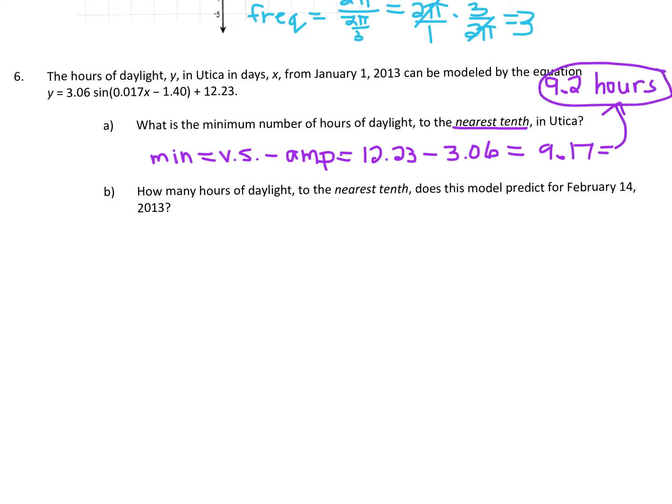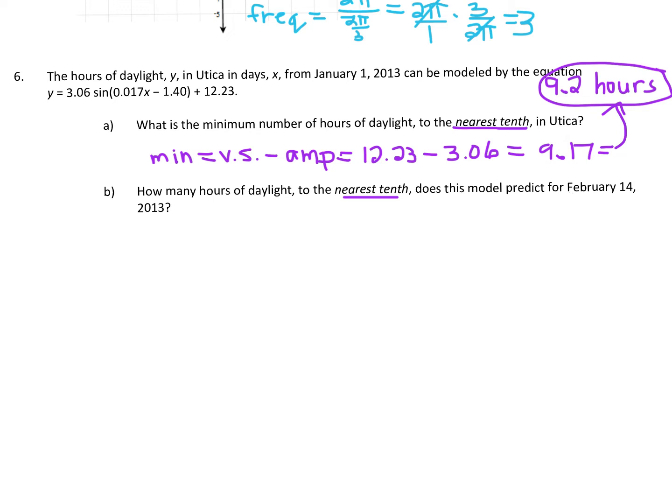Okay, so part B, how many hours of daylight, again to the nearest tenth, does this model predict for February 14th, 2013? Well, it says here that X represents the days from January 1st. So what we first have to do is figure out how many days from January 1st is February 14th.